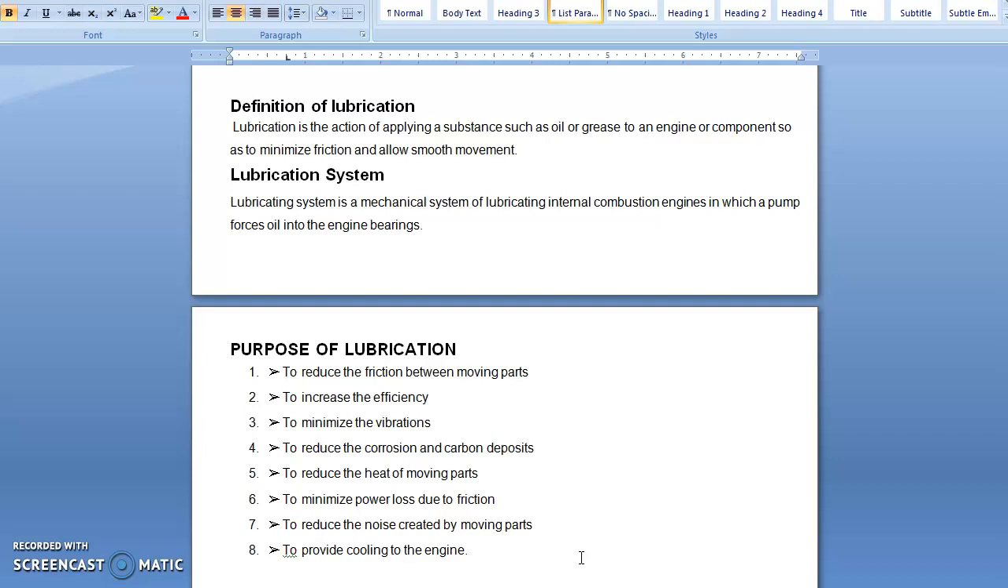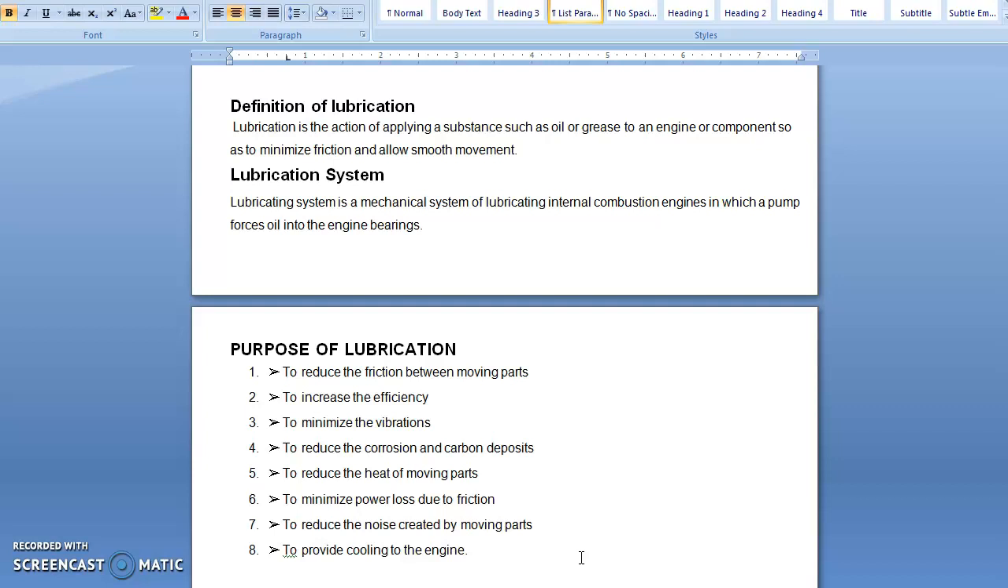So let us start with the new article which is named lubrication. At first, let us define the lubrication. To supply lubricating oil to the moving parts is simply termed as lubrication. Lubrication is the action of applying a substance such as oil or grease to an engine or component so as to minimize the friction and allow smooth movement.